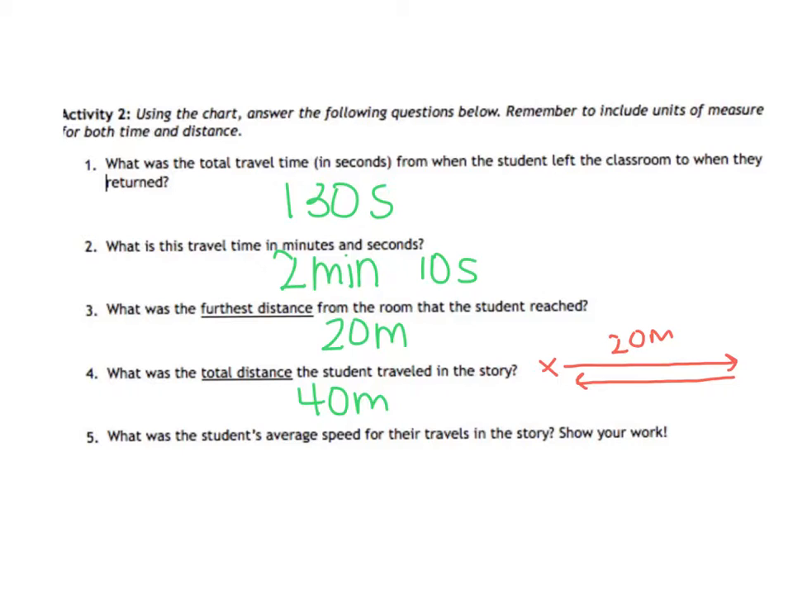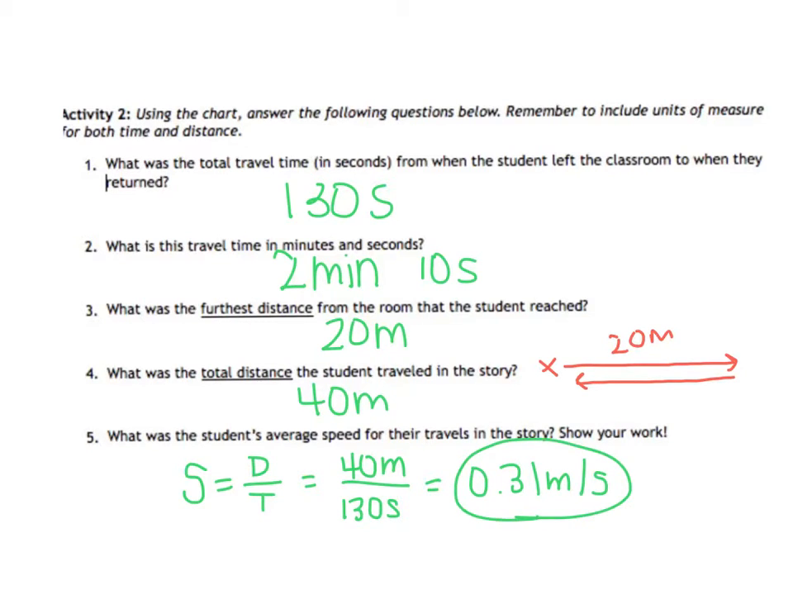The next question asks for his average speed, and we've already learned that the equation for speed equals distance divided by time. In this equation, we have 40 meters divided by 130 seconds. That's going to give us 0.31 meters per second, and that's his average speed.